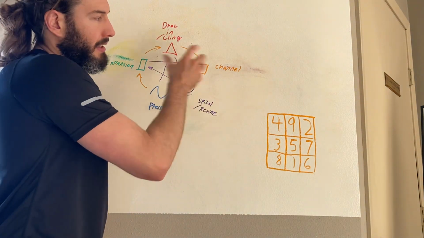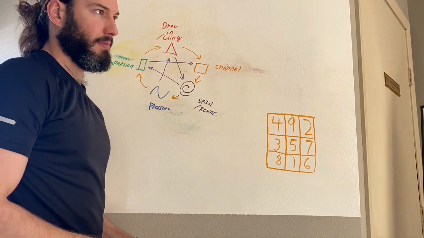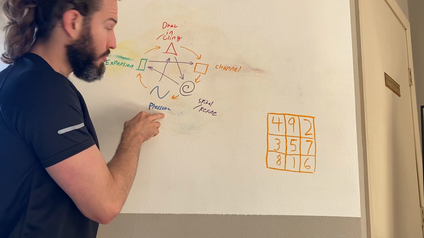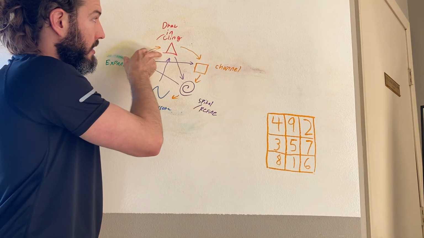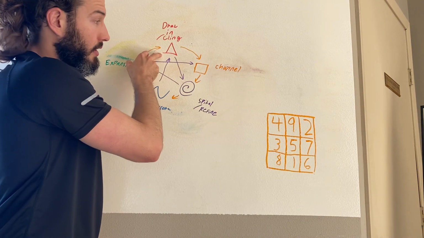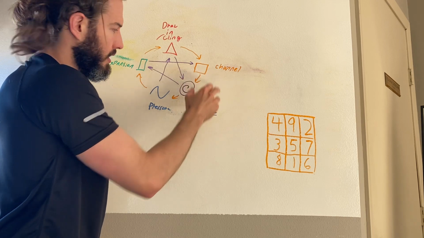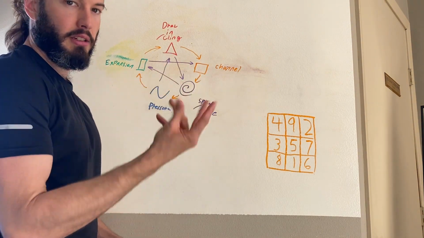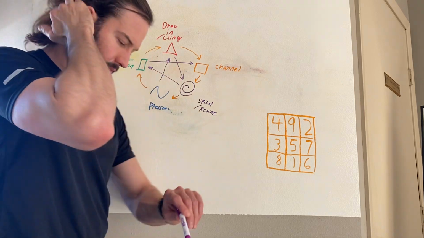So we can get into this a little bit more in detail, but later. But we have water is pressure, wood is expansion, fire is drawing in or cleaning, earth is the channel, and metal is the spiraling or refining.